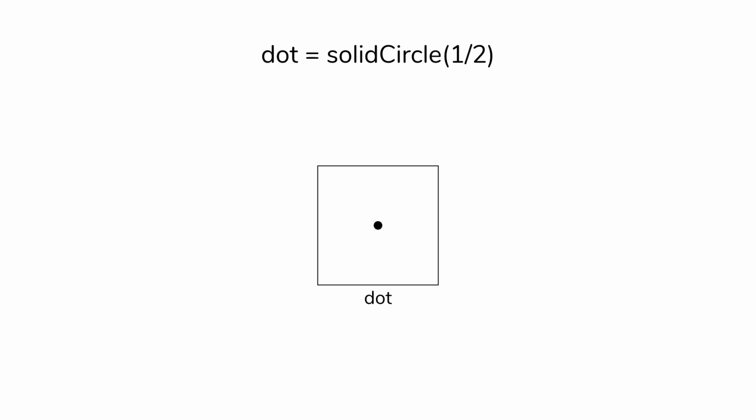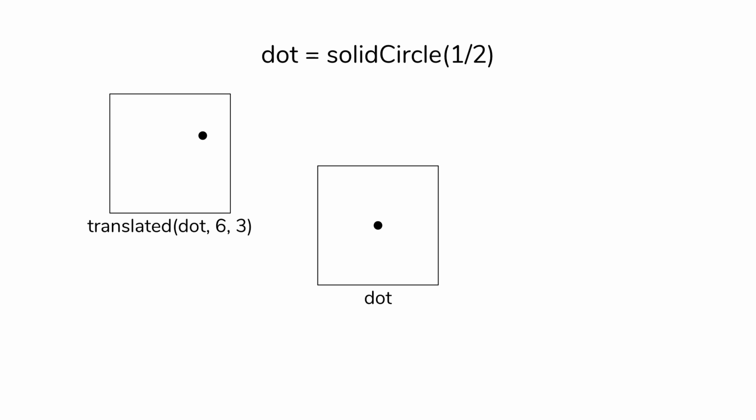Here we've defined a variable dot. Dot is a solid circle, and without any transformations, it's drawn in black in the center of the screen, just like usual. But by using the translated function, we can move this dot to other parts of the screen. The expression translated dot, 6, 3 means move the dot 6 units to the right horizontally. Remember, positive numbers move a shape to the right. And 3 units up. Remember, positive numbers for y move a shape up rather than down.